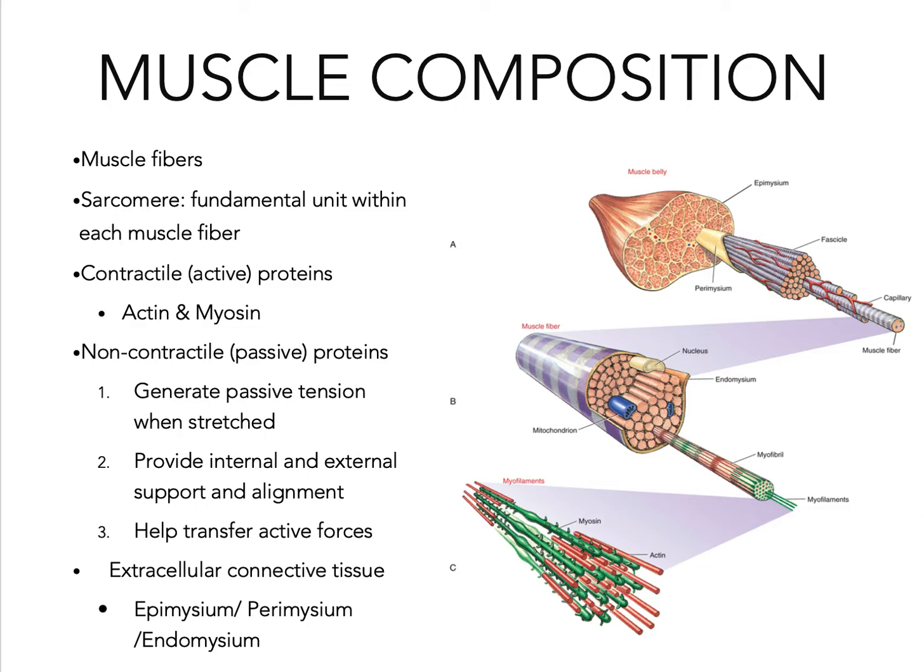So we have some contractile proteins, non-contractile proteins, and extracellular connective tissue. Contractile proteins are actin and myosin. Non-contractile proteins' action is to generate passive tension when stretched, provide internal and external support and alignment, and help transfer active forces. Some of the extracellular connective tissue are epimysium, perimysium, and endomysium. Extracellular connective tissue, along with structural proteins, are classified as non-contractile tissue.